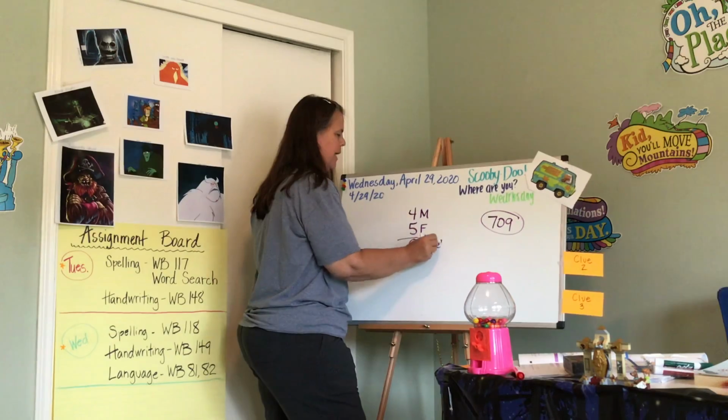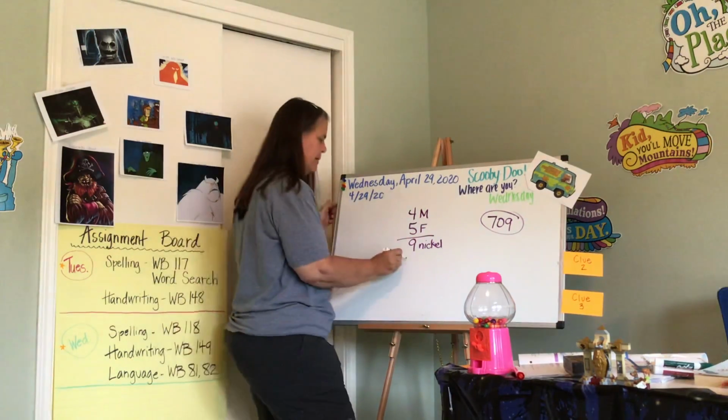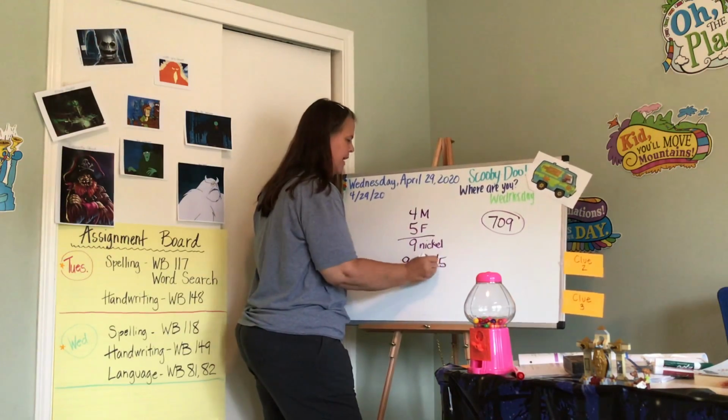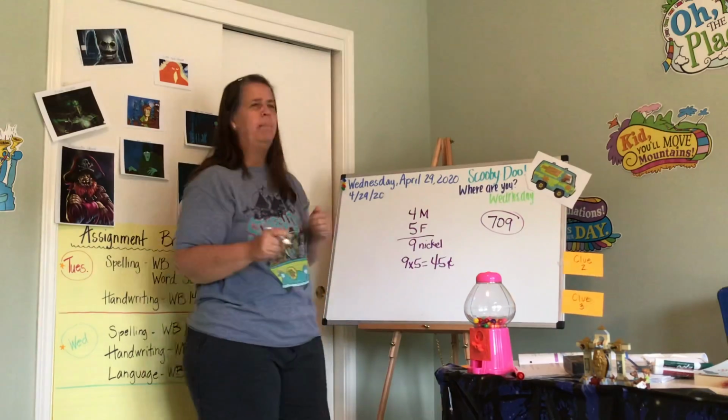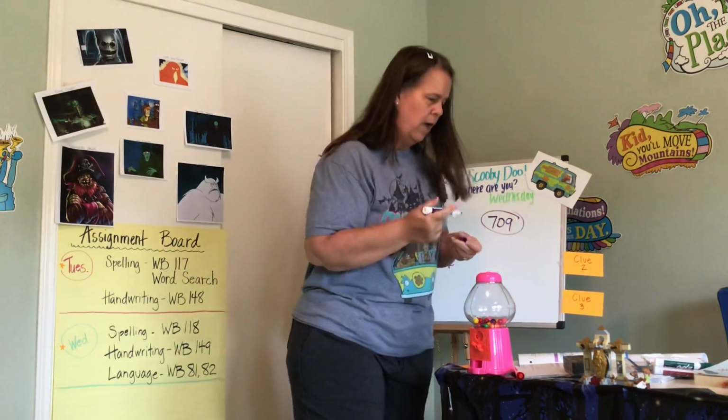That still doesn't tell me how much money. What can I do to find that out? Yes, multiply by 5 because a nickel is worth 5 cents, and I'm going to get 45 cents. Doesn't seem like much, but maybe Haley's a little kid and she doesn't buy big things.